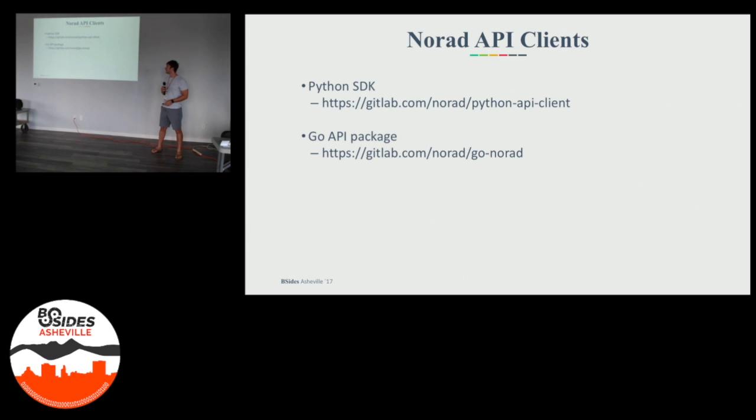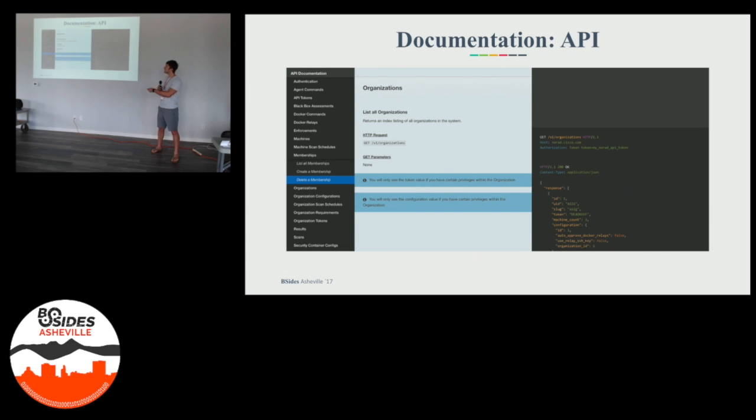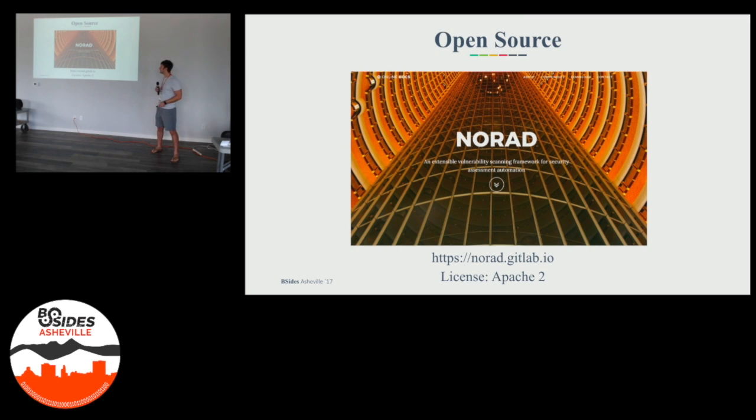We've got an API package written in Go. I've been working on that recently because we are also working on a Terraform provider plugin. Terraform is, I think, a pretty popular infrastructure as code tool, a DevOps tool for describing your infrastructure and resources. And so we've been working on leveraging that to let people add their machines, their orgs, their tests, etc., into Norad via that. We do have all the API endpoints documented, and this is available on GitLab. We're open source at this URL, norad.gitlab.io. There are 10 or 15 some odd packages there. And we are under the Apache 2 license, so you're free to do with it as you wish.